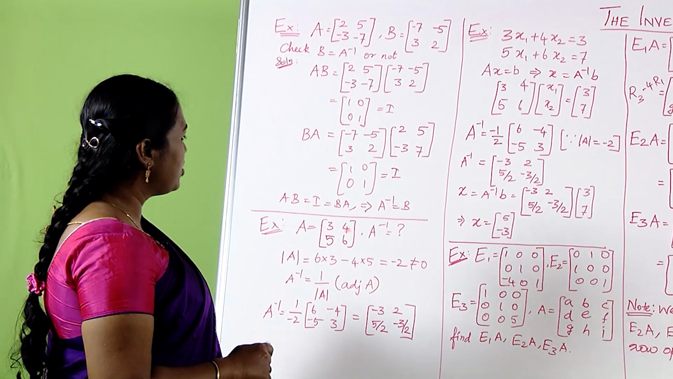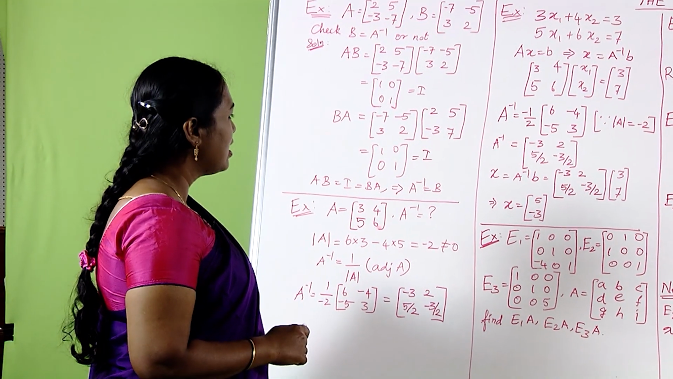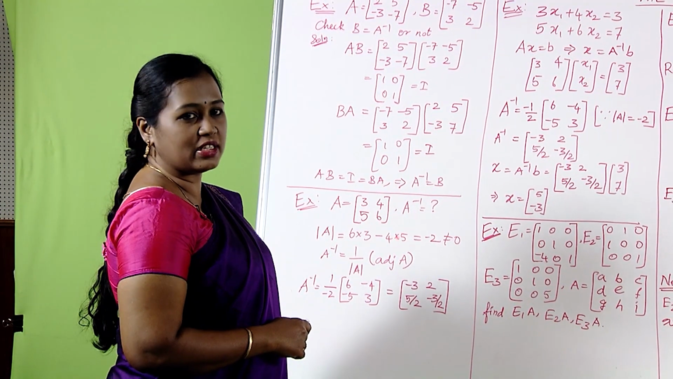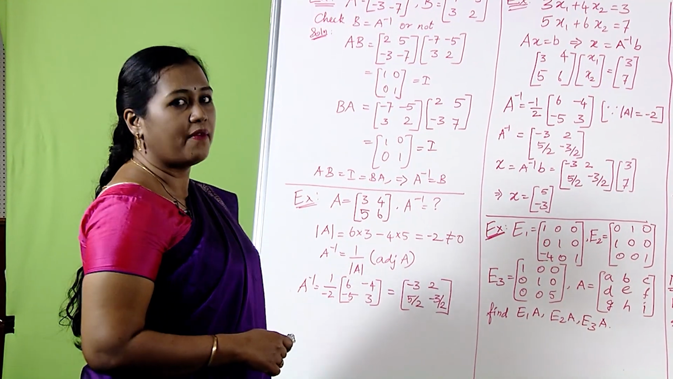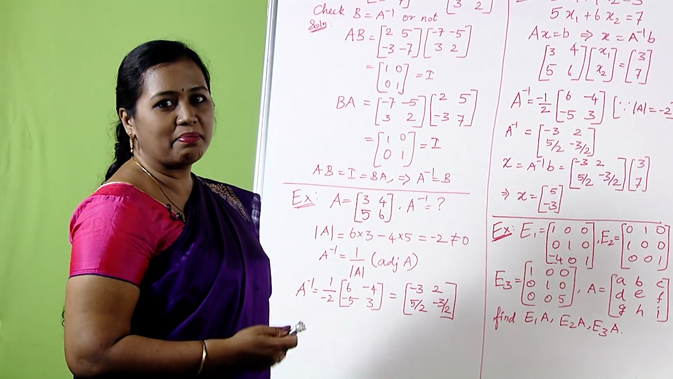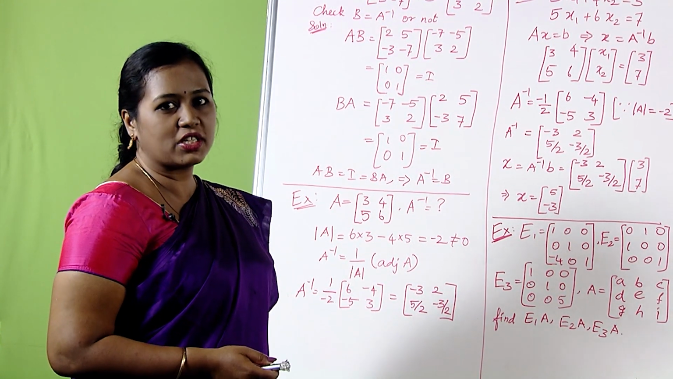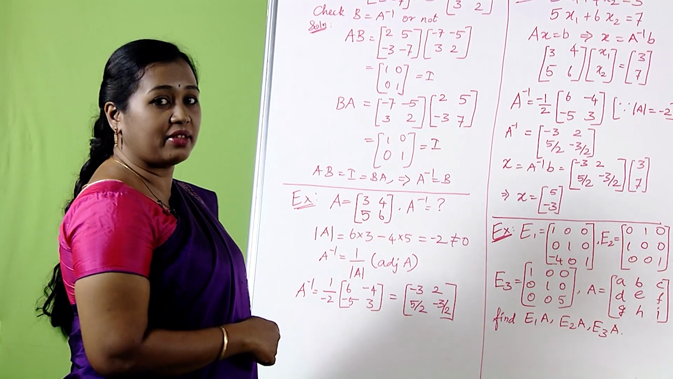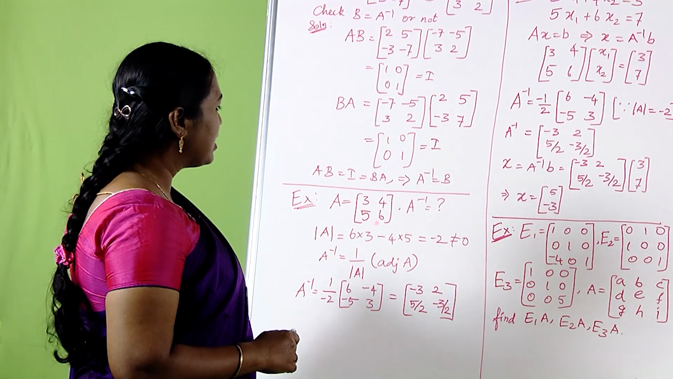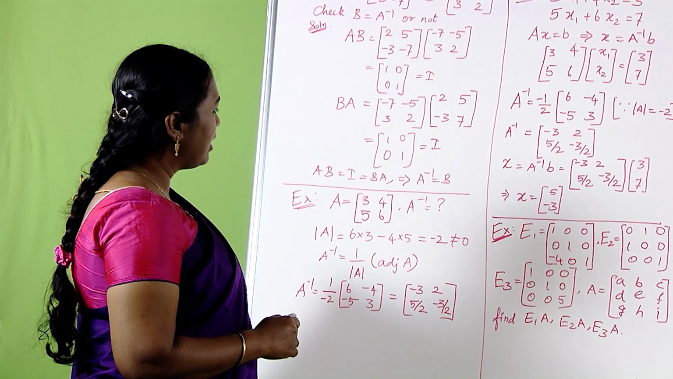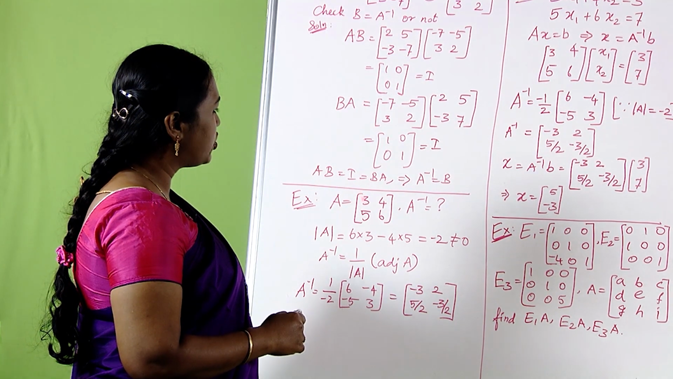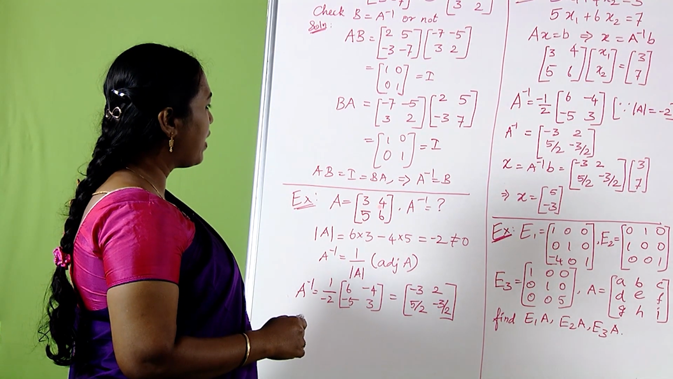A is given to be this 2×2 matrix. I am asked to find A inverse. How do I go about it? First of all, I must check whether my matrix is invertible or not, and for that I check the determinant. And what is the determinant? It is merely multiplying like this. So, it is 3 times 6 minus 5 times 4.